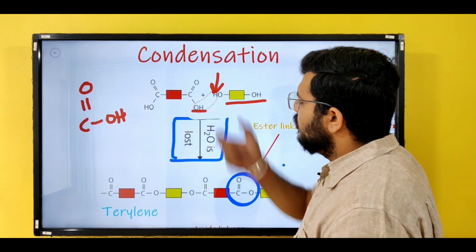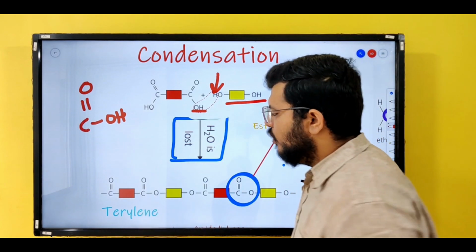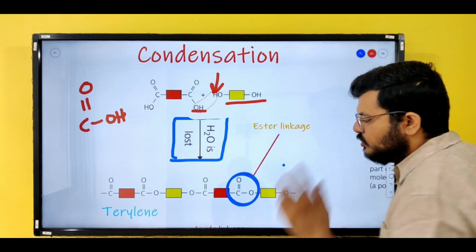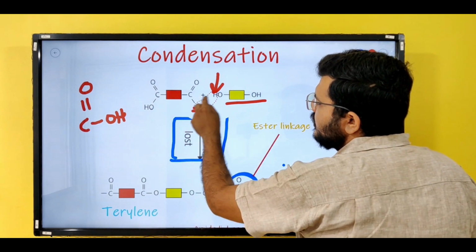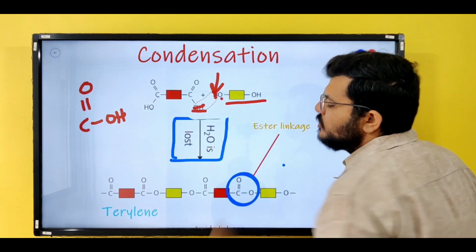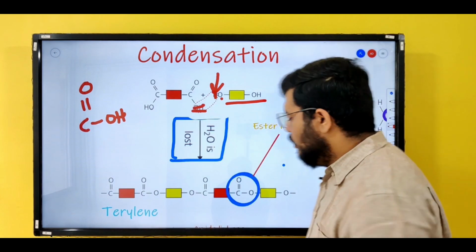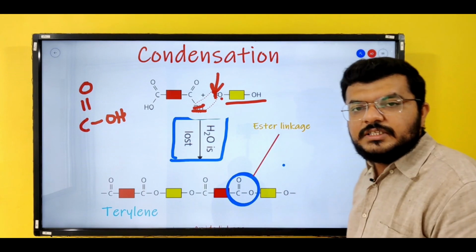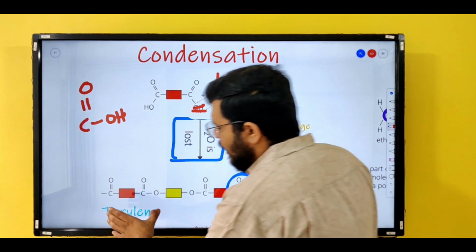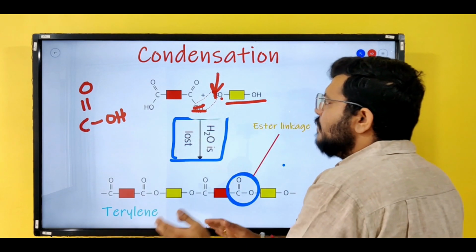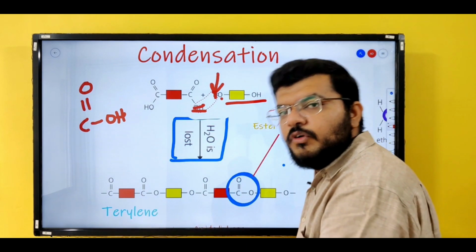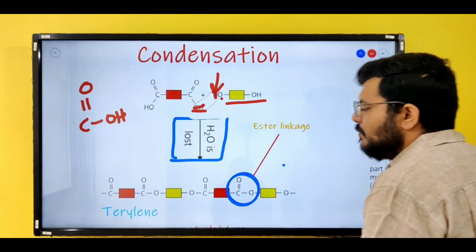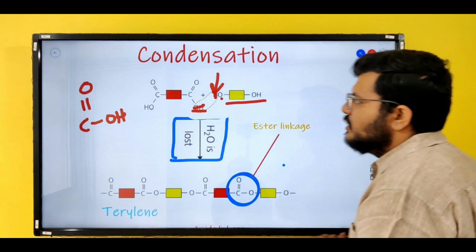Now what happens when water is lost? A bond is formed. C double bond O, OH, right? There is no H. In place of OH and H, the oxygen forms a bond with carbon, right? What is this known as? This specific bond is known as ester linkage. And terylene is an example of a polymer that forms with the help of ester linkage, right? Terylene is an example which forms with the ester linkage.